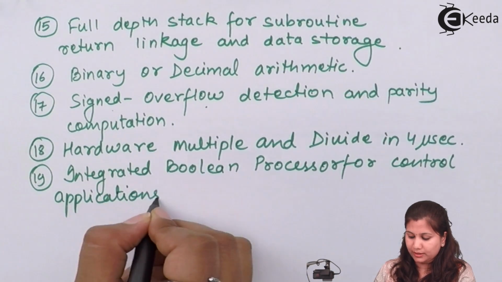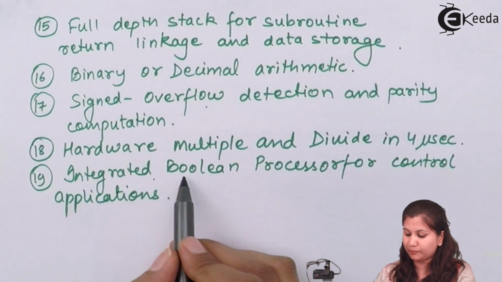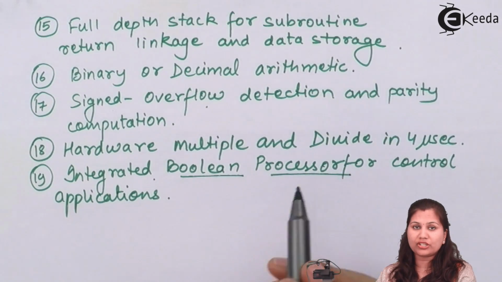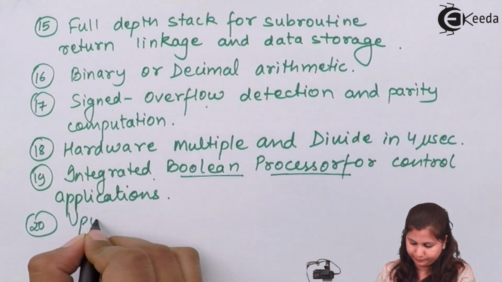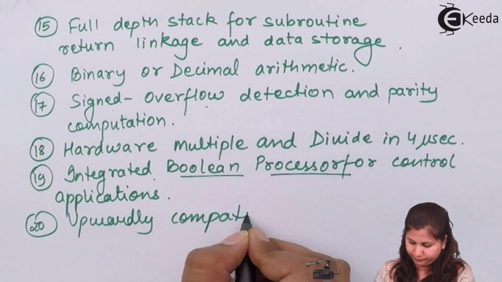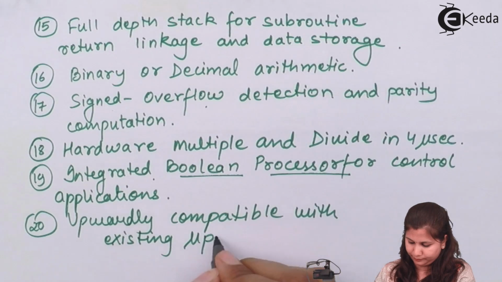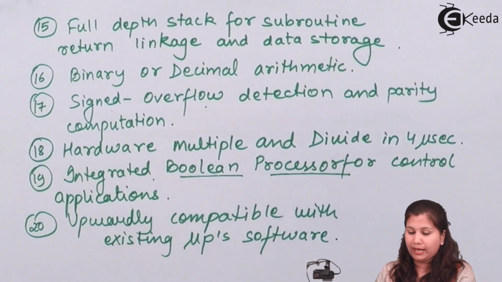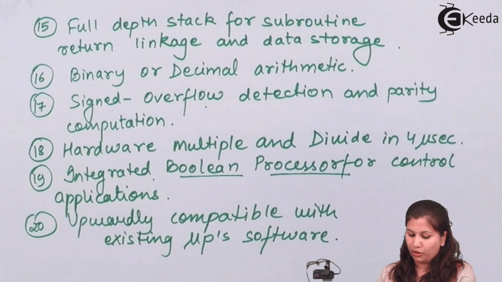When the 8051 microcontroller is used for control applications, it has an integrated Boolean processor which can be used for the control applications. And when we are using the microcontrollers with the microprocessors, this 8051 is compatible with all the microprocessor software, with the existing 8084 software.